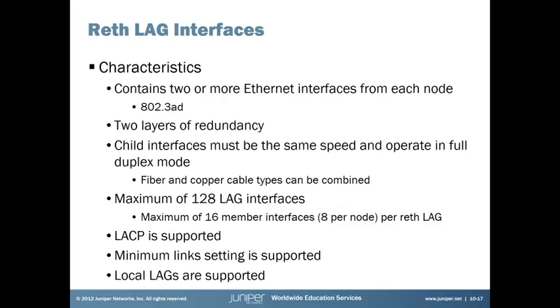Maximum of 128 LAG interfaces. So what we're saying is we can have 16 member interfaces, 8 per node, per reth LAG. And the LACP protocol is supported. Link Aggregation Control Protocol. We can set the minimum links, and local flags are also supported.